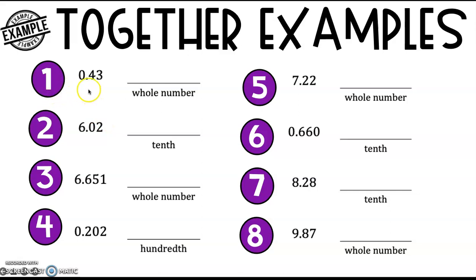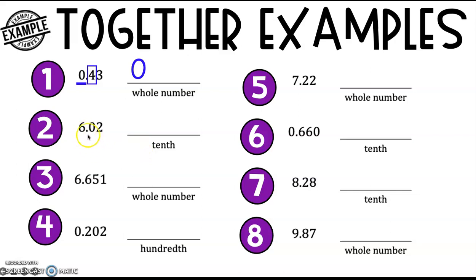Number 1 here says 0.43, and we're going to round to the nearest whole number. So my nearest whole number is right here, and I'm going to look next door. It is a 4, so I'm not going to do anything. I'm not going to round it up. I'm just going to leave it as a whole number 0. All right, let's take a look at number 2.